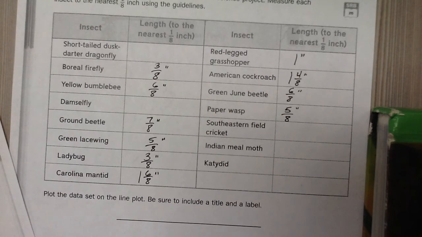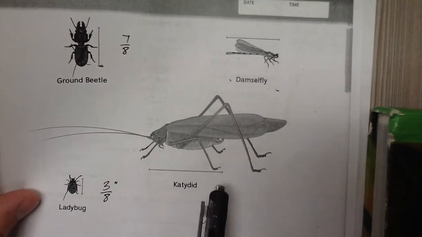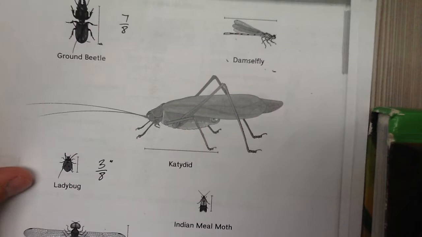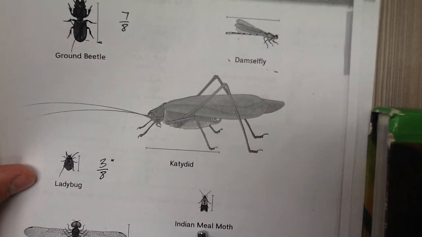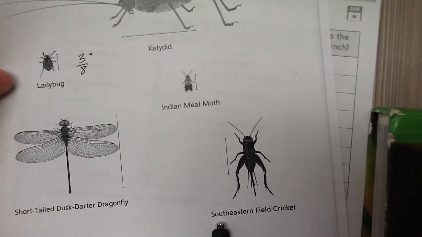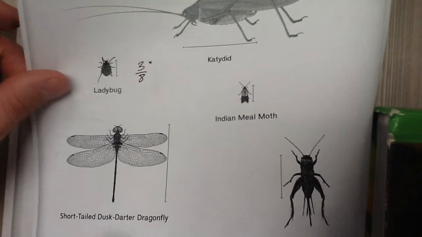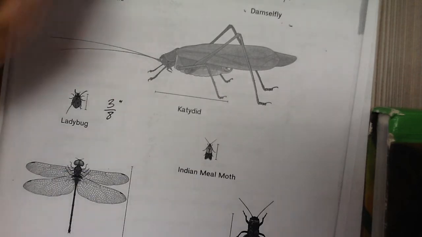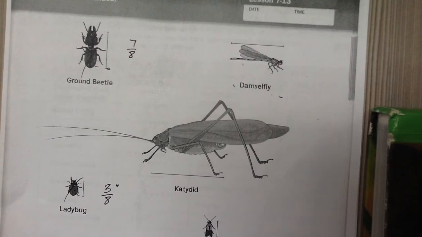Okay, what I want you to do is on here you've got 1, 2, 3, 4, 5 more bugs to measure. The damselfly, the katydid, the Indian meal moth, southeastern field cricket, and the short-tailed dusk darter dragonfly. Try saying that 10 times fast. What I want you to do is pause the video, try measuring those, and before you write them into the chart, hit play, and I will measure them with you. You can check your answers. Ready? Hit pause.